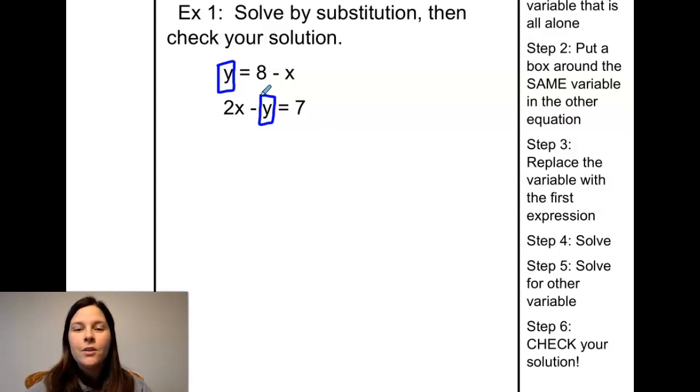Rewriting this second equation, we're going to replace y with that entire expression that y is equal to from the first equation. It said y is equal to 8 minus x. And then we'll finish off our equation equals 7. All right, now to solve this.